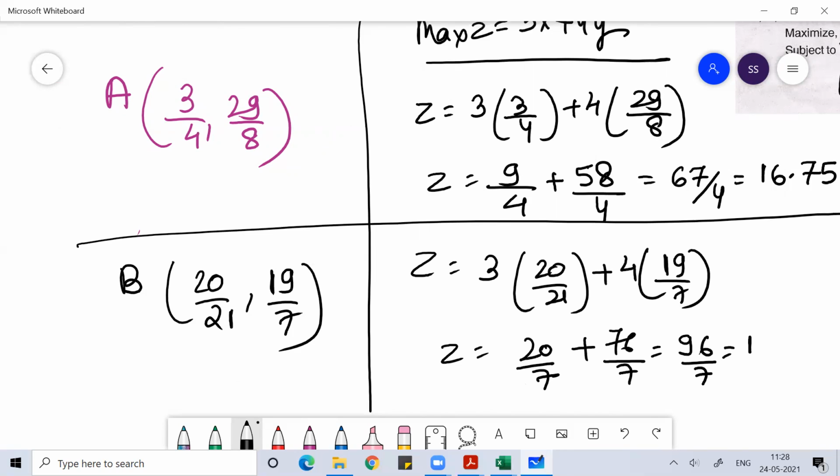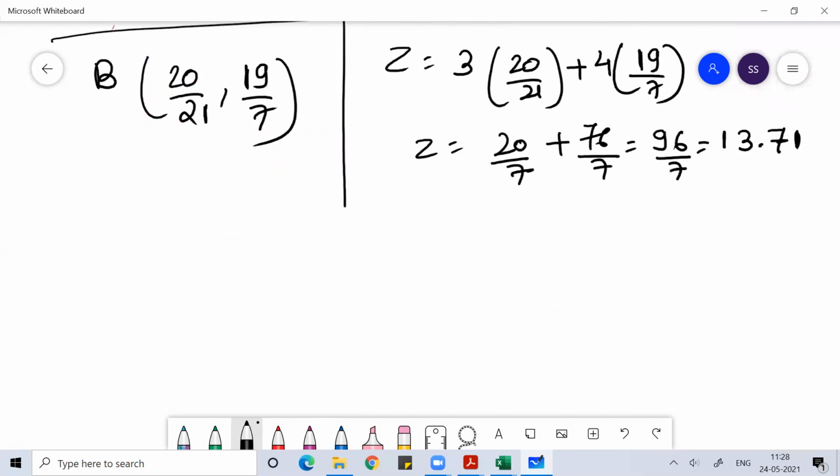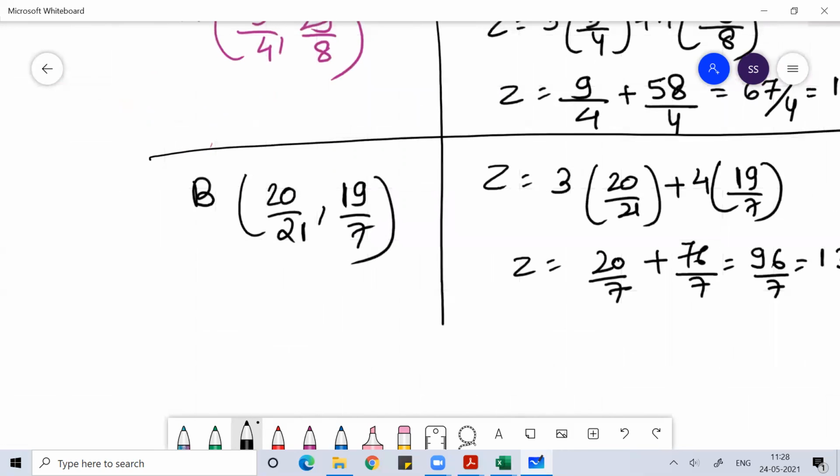7 ones are, then 26. 26 means, not 4s, 3s are. 4s are would be 28. Then 50. 50 means 7s are 49. 10. 10 means 1s are. 13.71 something. So this is the Z value you got.